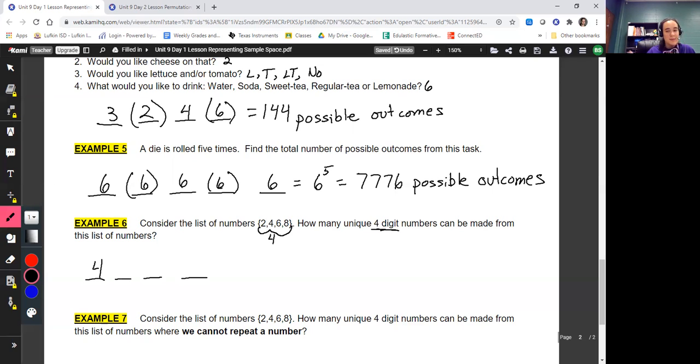Now let's say that number goes back in our bag. We still have 4 numbers to choose from for the second number. And again, that goes back in our bag. We still have 4 numbers to choose from for our third number. And again, that goes back in our bag, and we still have 4 numbers to choose from for our fourth number. So this is 4 to the 4th power, which equals 256 possible 4-digit numbers.